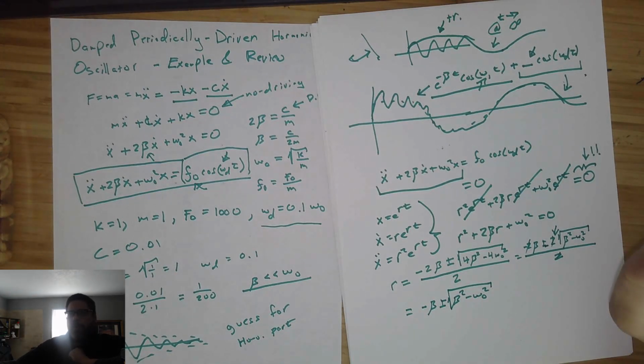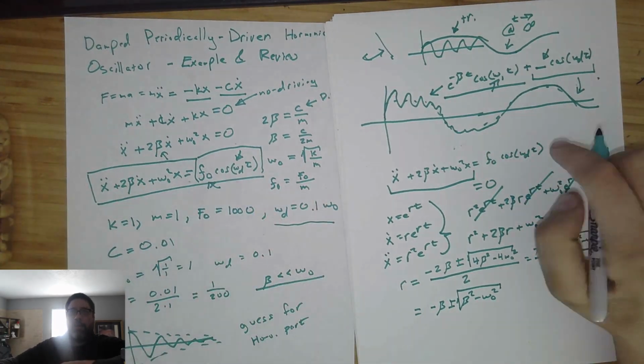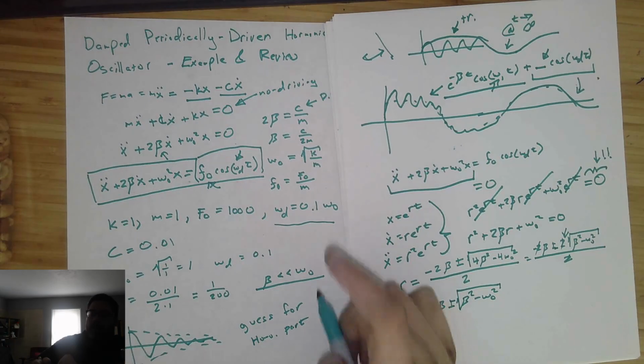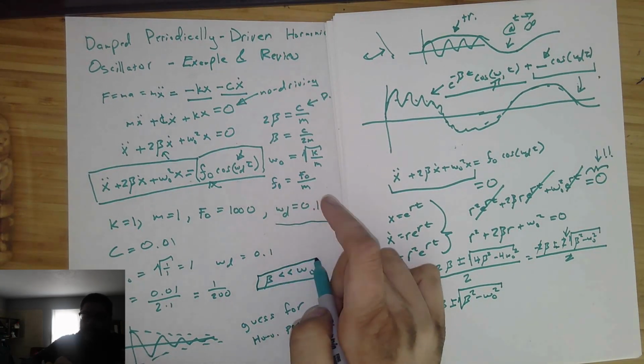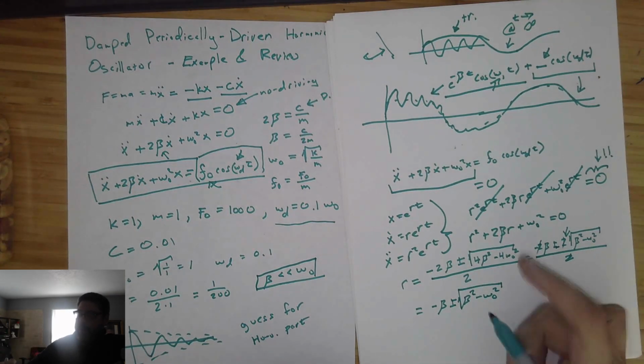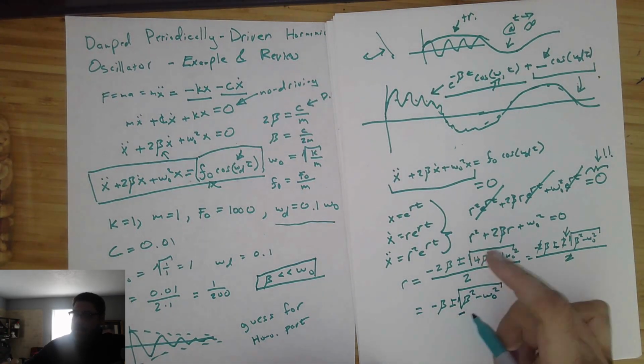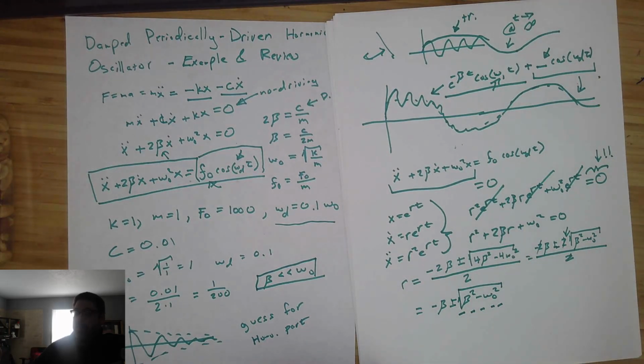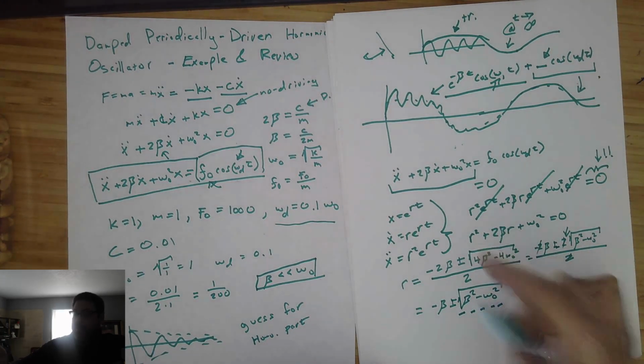All right, so we're getting close. We're going to make another move here, and that is, if we look all the way back at the beginning, we see this assumption that beta is much smaller than omega. Well, if beta is much smaller than omega, then this quantity is going to be negative, because this is bigger than that.